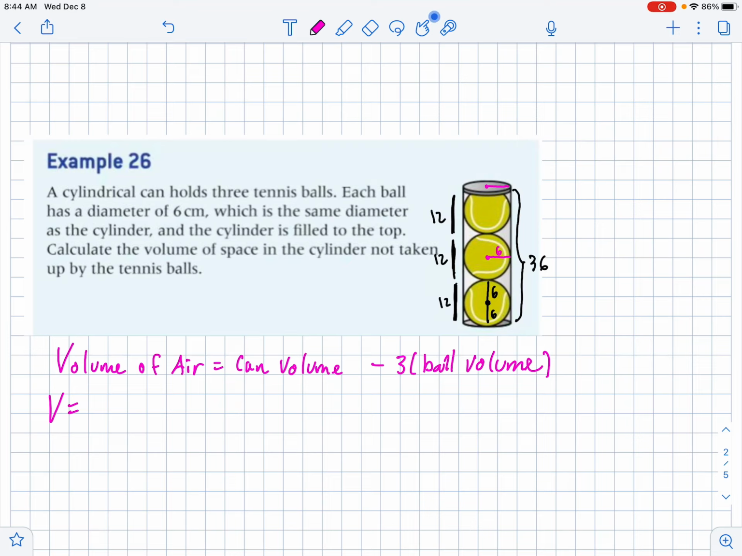So the volume of the can is going to be base times height. But the base is pi r squared. The radius is 6. So pi 6 squared times the height of the can. So that's the can volume, but then we have to subtract out 3 ball volumes.